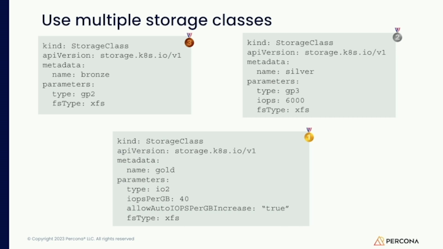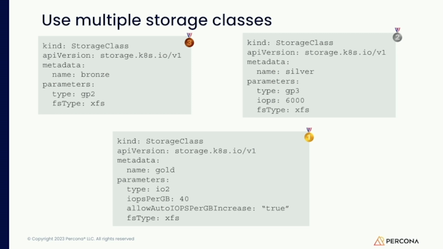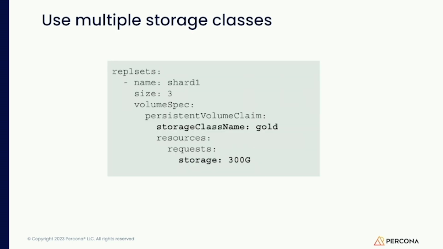So that way, if you use these storage classes and you configure them in Kubernetes with the YAML files, you may then just say in your MongoDB cluster definition, I want this cluster to use gold storage class. And with 300 gigabytes and the configuration that I mentioned here, it will give you 12,000 IOPS.